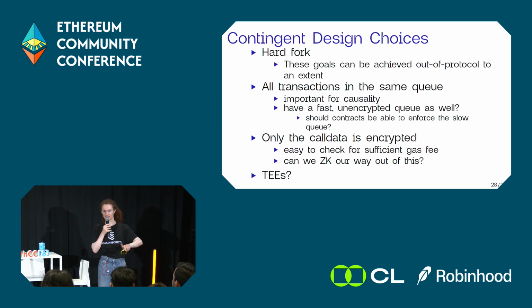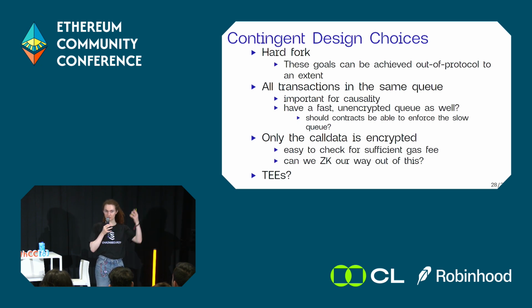There's no way to do a transaction that is faster than others. And this is good for auctions because if you have a fast queue, you might be able to cancel your bid or do stuff that influences other transactions, and you would not get the causality property. But for certain applications, this might not be good.